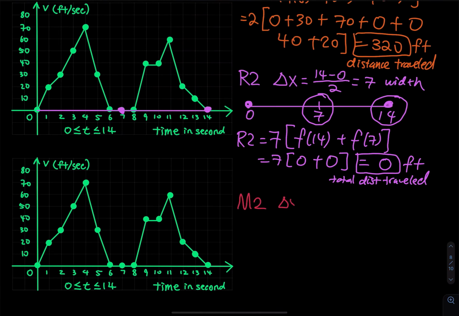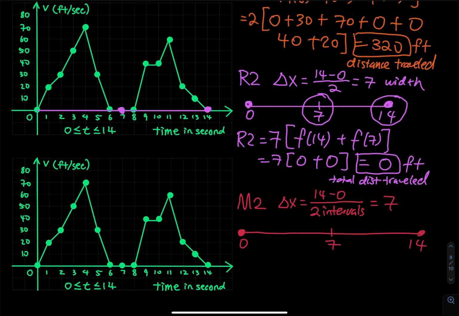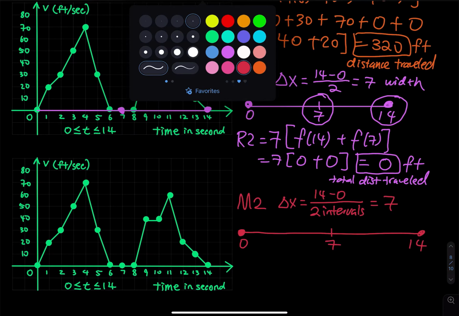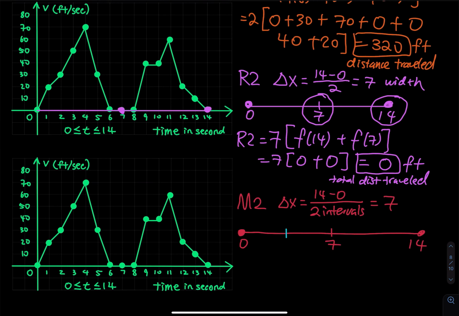And the delta x is the same thing, 14 minus 0 divided by 2 intervals. That is equal to 7, and 7 is the width. Then we draw the same thing as above. We have a 0, a 7, and a 14, but we have to figure out the midpoint. So what's the midpoint? 7 plus 0 divided by 2 is 3.5, and then add 7 to it, and this will be 10.5. 10.5 and 3.5.